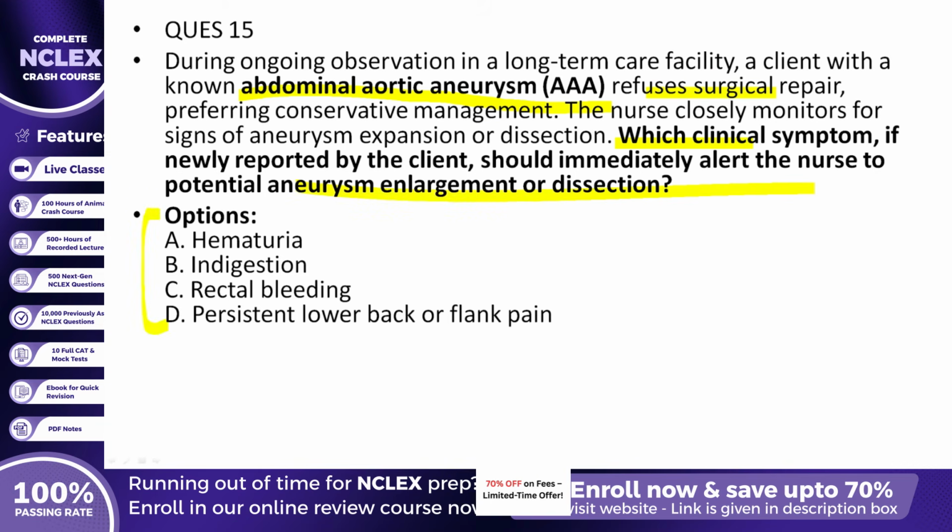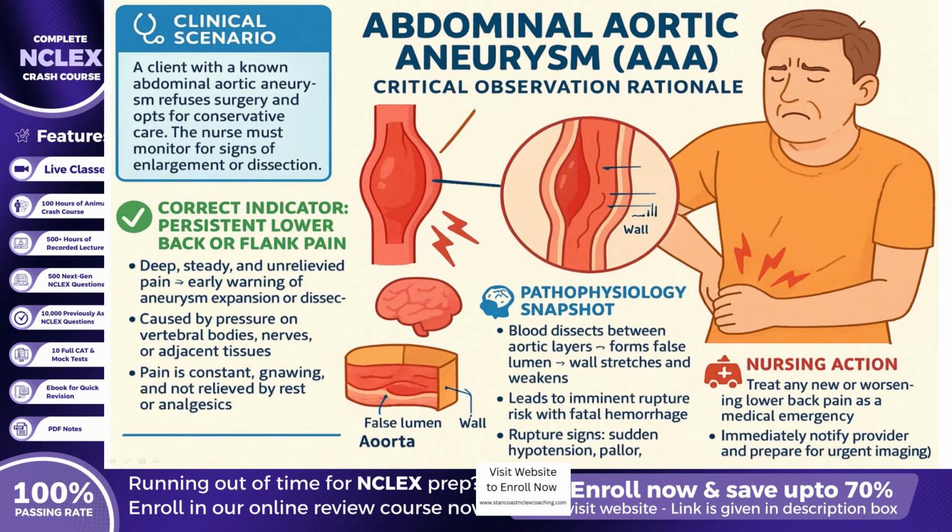The options are Option A, hematuria, Option B, indigestion, Option C, rectal bleeding, and Option D, persistent lower back or flank pain. The correct answer is Option D, persistent lower back or flank pain. When an abdominal aortic aneurysm enlarges or begins to dissect, the earliest and most characteristic manifestation is deep, unrelenting lower back or flank pain. This pain occurs because the expanding aneurysm exerts pressure on adjacent vertebral bodies, nerves, and surrounding tissues. Unlike ordinary back pain, it is described as gnawing, steady, and unrelieved by rest, position change, or analgesics.